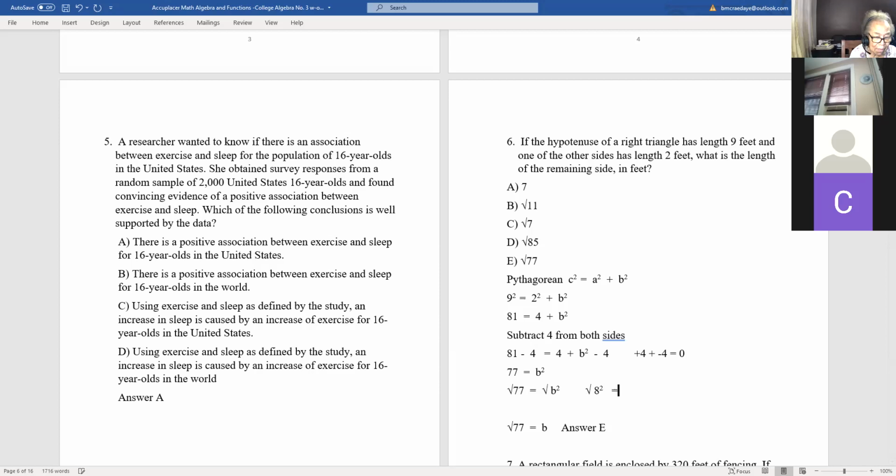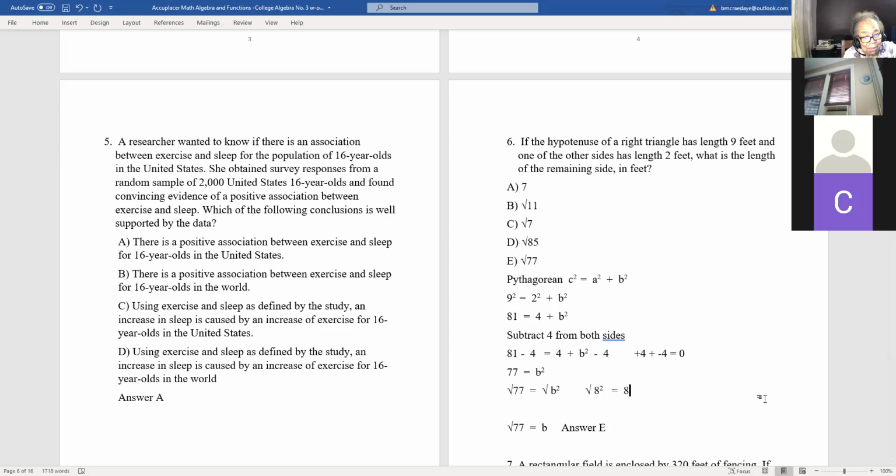Are you following me? Yeah. Because 8 squared is 64. And what's the square root of 64? 8. Because 8 times 8 is 64. And I just put this here to point out whether you have a variable like b squared, square root of b squared is b. Or if you have a number, square root of 8 squared is 8. Got it? Square root of 9 squared is 9. Square root of 10 squared is 10.